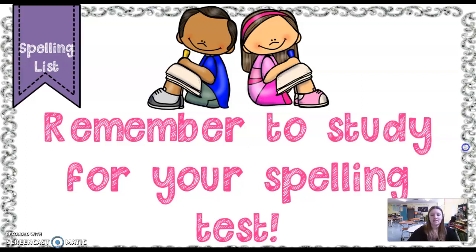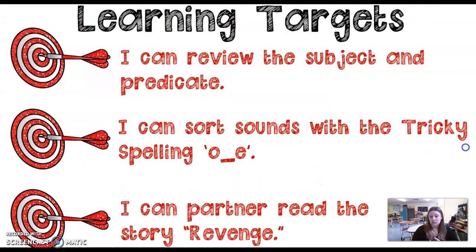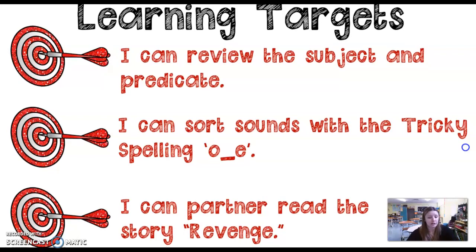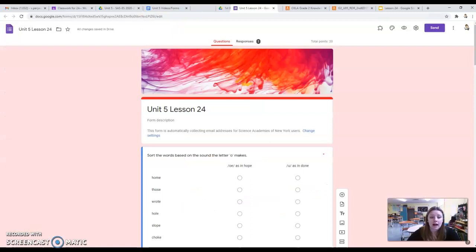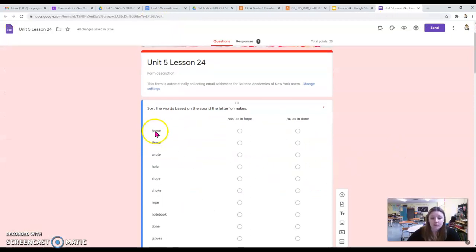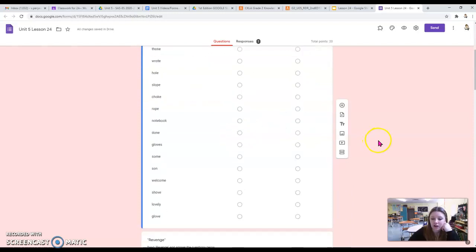All right? We talked a little bit about subject and predicate. We're going to continue to practice that. That's kind of a tricky concept to pick up. We talked about how spellings that use o-consonant-e sometimes say o and sometimes say uh. And then you are going to be reading the story Revenge on your own. If you take a quick peek at lesson 24, you're going to sort these words. Does the word home say o, and then hope, or uh as in done? You're going to select which sound the letter O makes.